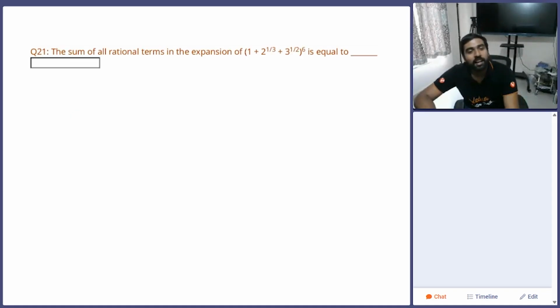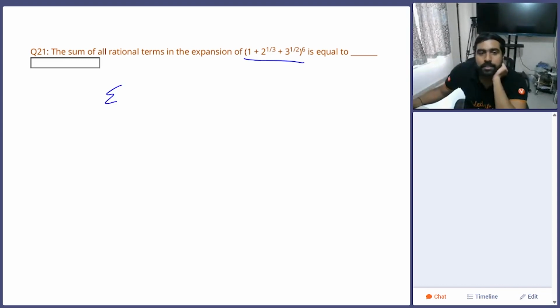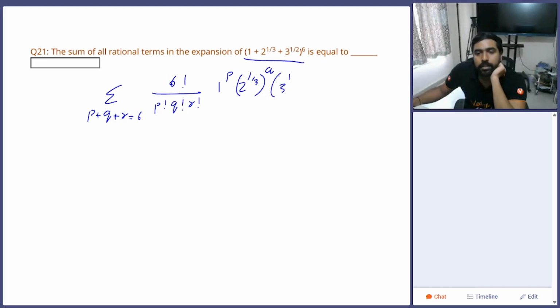Moving on. Find the sum of all the rational terms in the expansion of (1 plus 2 power 1 by 3 plus 3 power 1 by 2) power 6. Okay, we'll have to use the multinomial theorem over here. I can say this expansion looks like summation p plus q plus r equal to 6 of 6 factorial divided by p factorial, q factorial, r factorial, into 1 power p, 2 power 1 by 3 power q, 3 power 1 by 2 power r format, right? This is what you have, p, q, r.